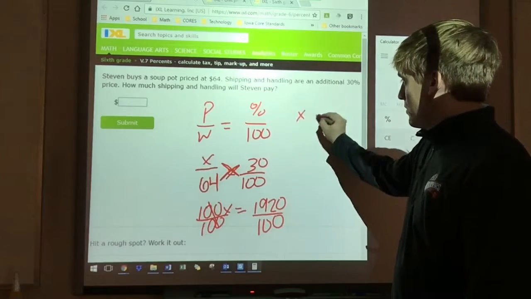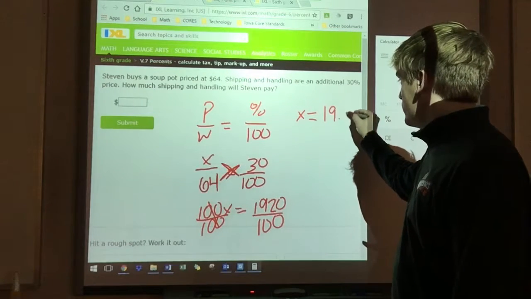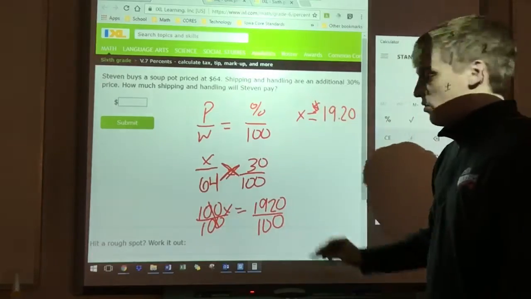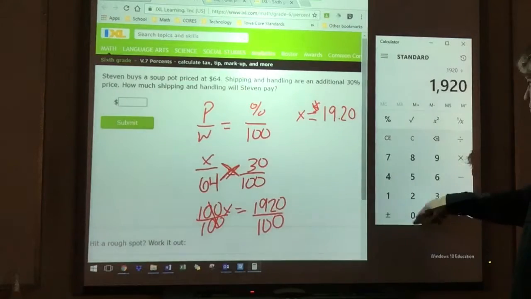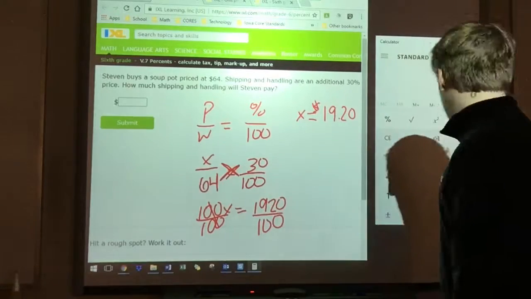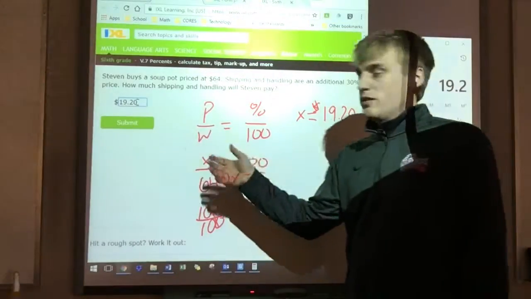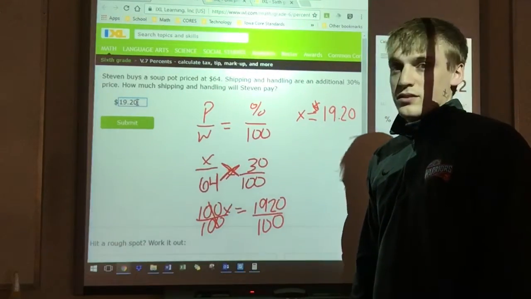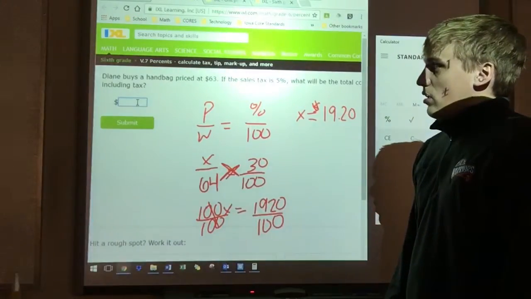So x equals 1,920 divided by 100 is $19.20. If you don't know that for sure, 100, you just move the decimal 2 to the left. But if you don't know that, you just divide by 100. 19.2 or $19.20. Put that answer in, and you will get the correct answer, okay? So these are the same.